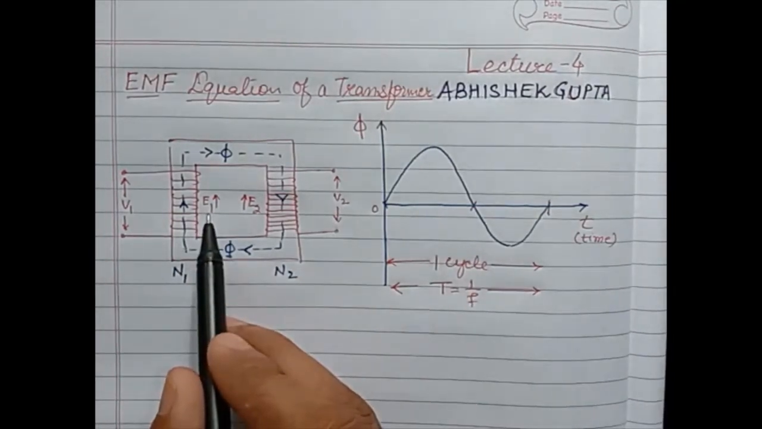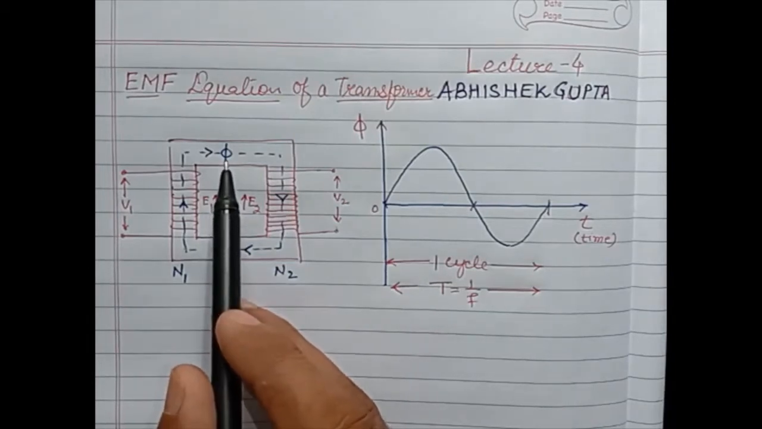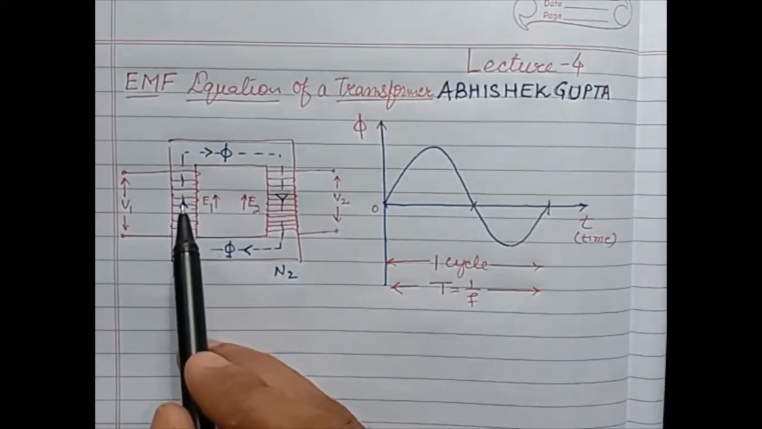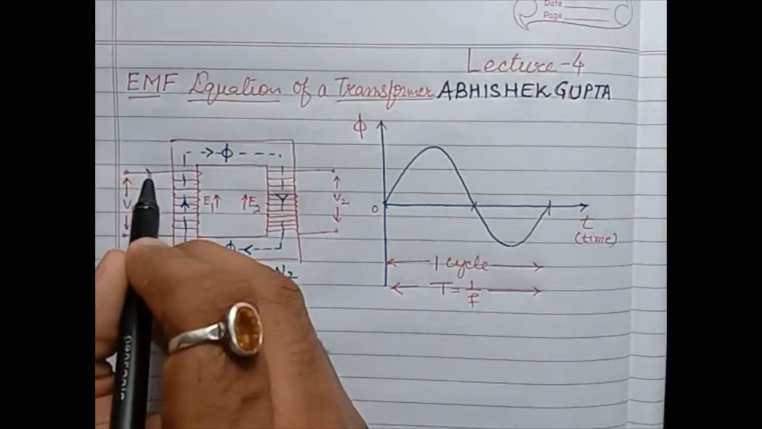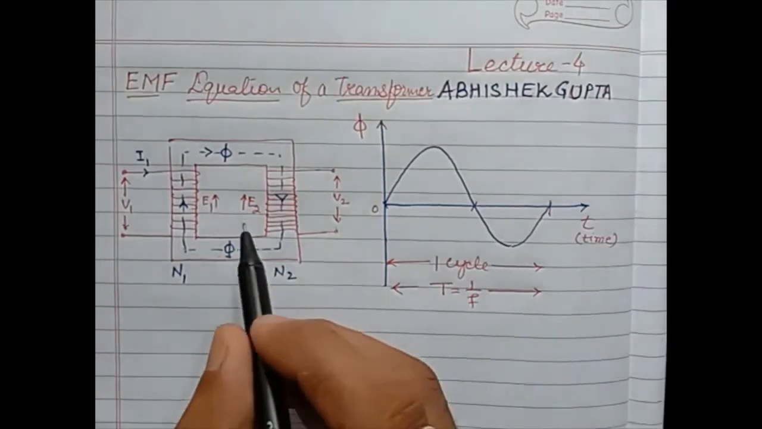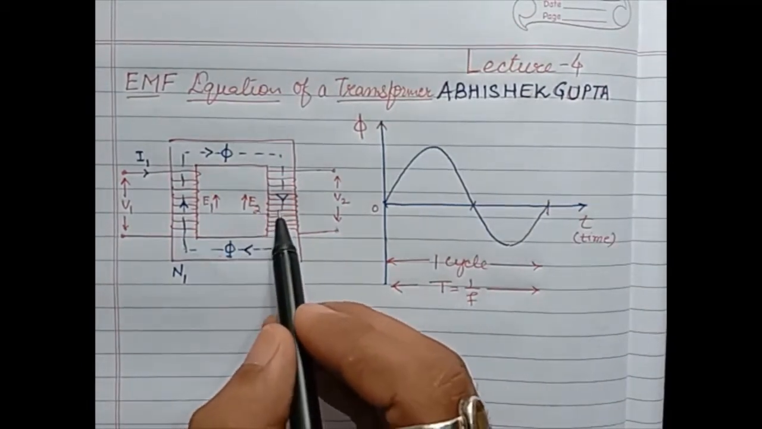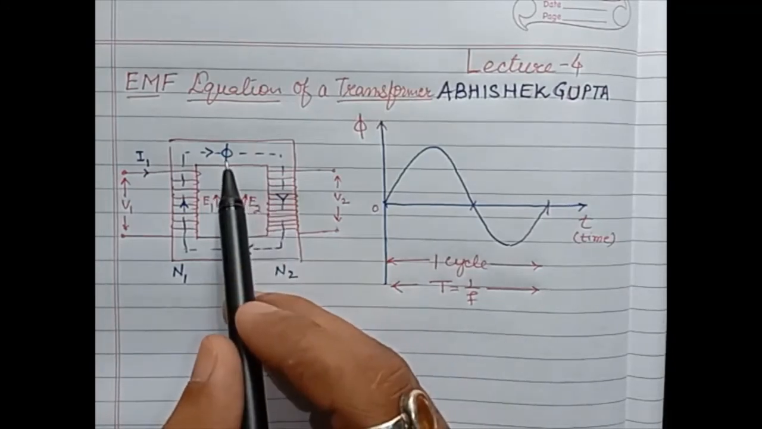E1 is the self-induced EMF in the primary winding, which is due to the flux phi set up in the primary winding when there is a flow of current I in the primary winding. Then E2 is the mutually induced EMF in the secondary winding because of this phi.